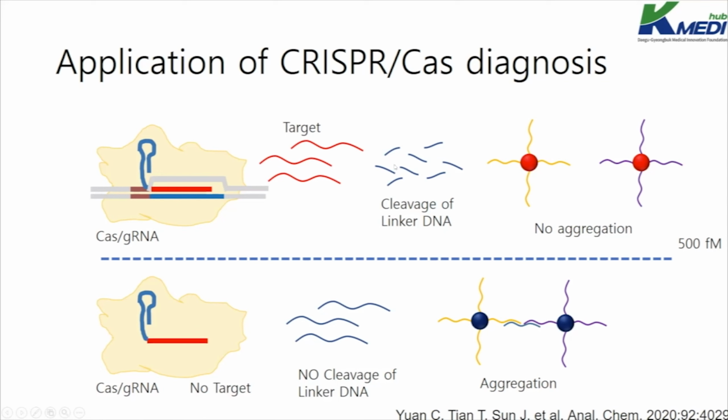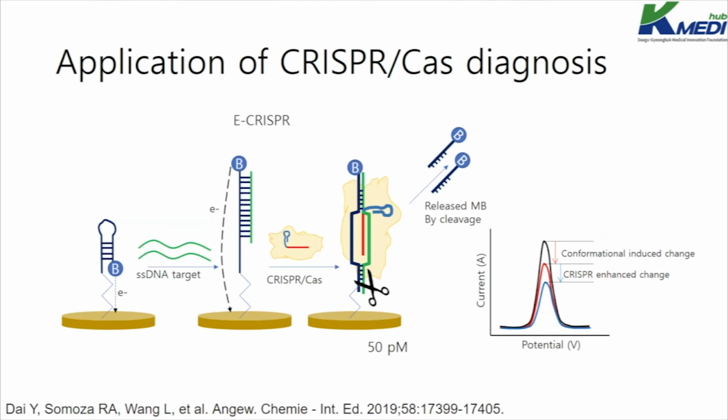So by measuring the absorbance at around 520 nanometers, it is possible to determine the correlation between the concentration of target and its color change. Of course, on the other hand, when there is no target, it makes this aggregation, so its color should be blue like this. A very simple concept.